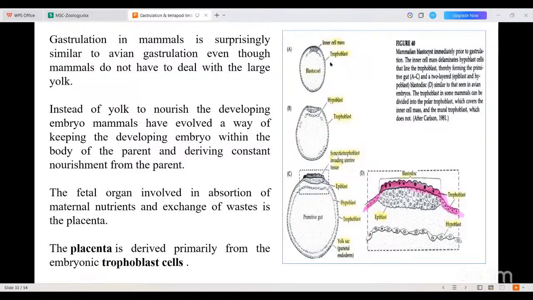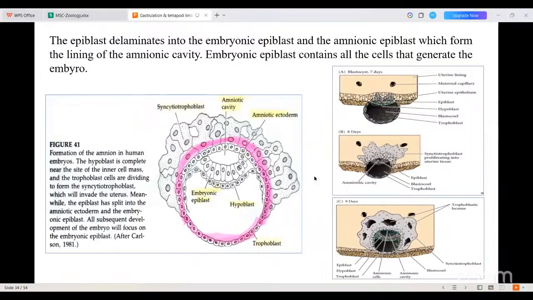Now you can see over here, you have the inner cell mass, and the trophoblast that is going to be formed. And that's the epiblast and the hypoblast layers over there. And this is the trophoblast layer. The trophoblast layer is the one that is going to have a connection with the placenta, and they are going to form the connection by the umbilical cord. How they are formed is what we are going to talk about over here.